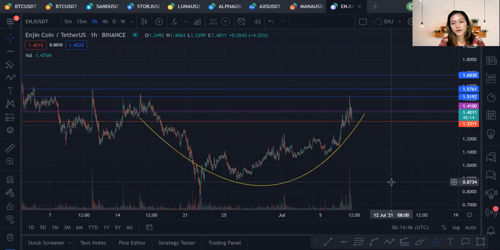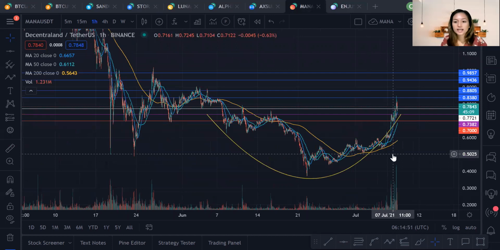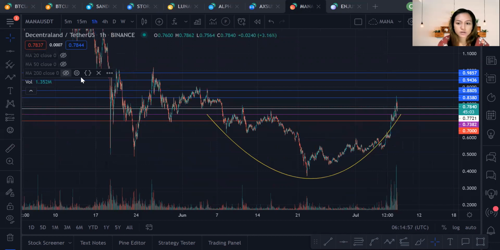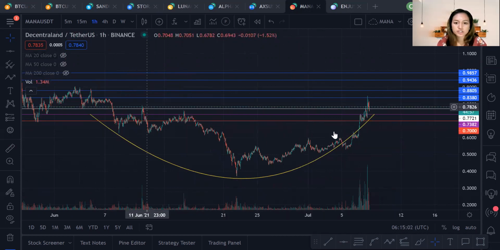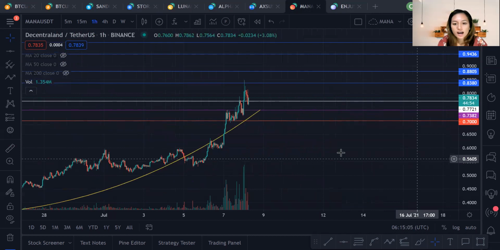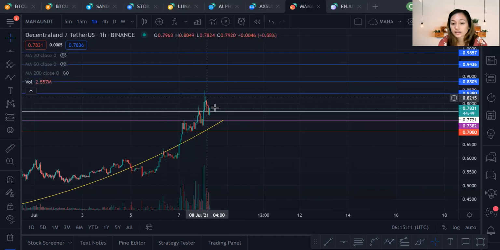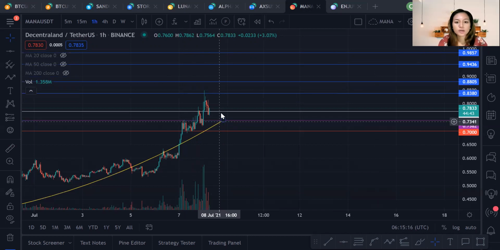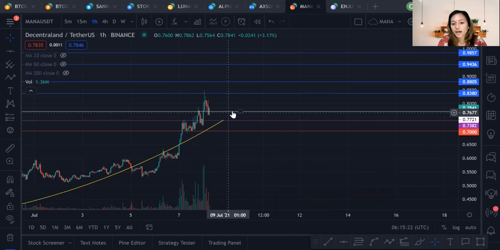1, 2, 3. Okay, and now another setup is MANA. As you can see, it's also a rounded bottom. Let me just close the moving averages to have a clean chart. So we have this good rounded bottom, a huge cup formation. I told my group to buy around this purple line. Or you can enter at this white line if it doesn't go to the purple line, by the moment I upload this on YouTube. And you can treat this red line as your stop loss. If you enter around the white line, your stop loss can be the purple line.